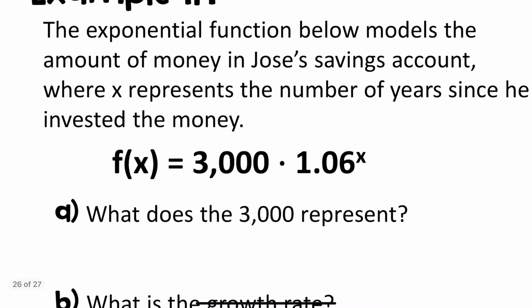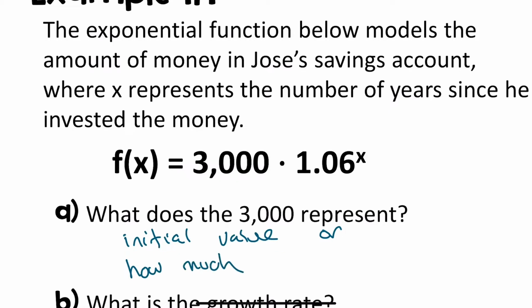So, initial value, or in the context of the question, it says that this is Jose's savings account. So this is how much Jose started with. When he opened his account, he was like, I'm going to put $3,000 in there. That's where he started from.